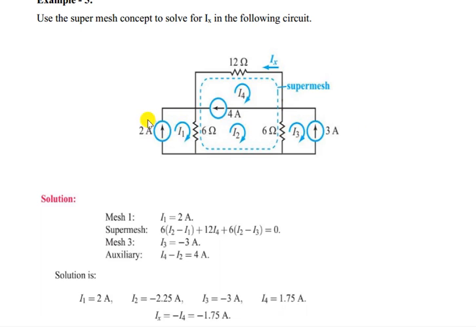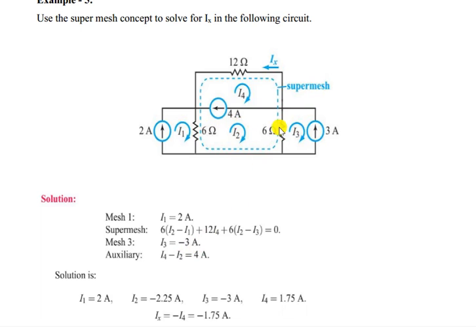That means whatever this value, that will be equal to the mesh current value, because this I1 is flowing through this. So I1 equal to 2 ampere. Similarly here I3 equal to minus 3 ampere. Why? Because I3 is going downward, and this 3 ampere is going upward, so minus 3 ampere.